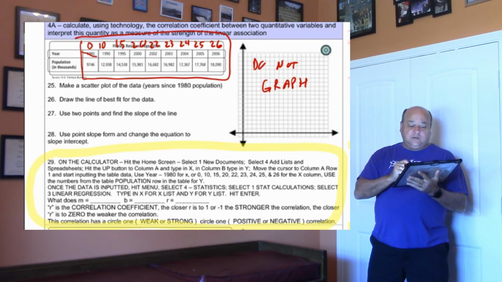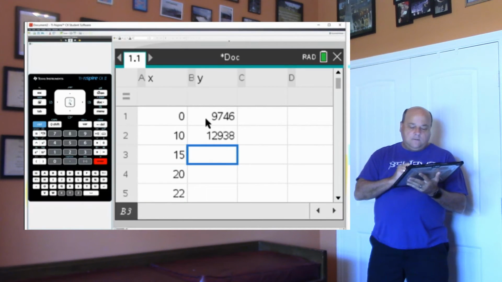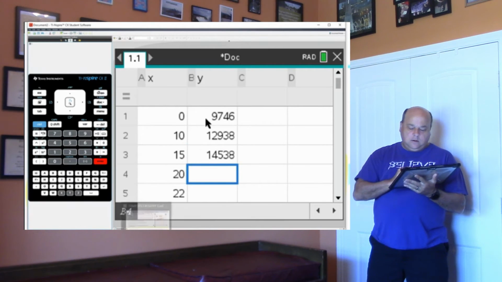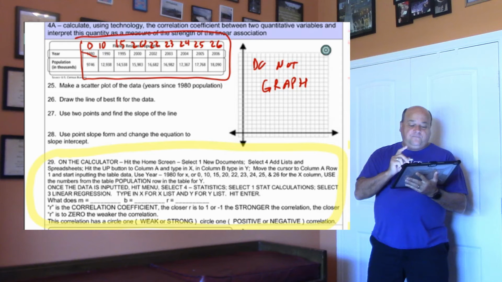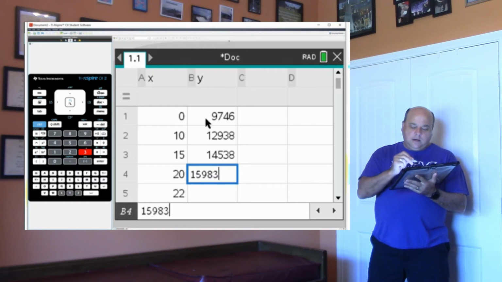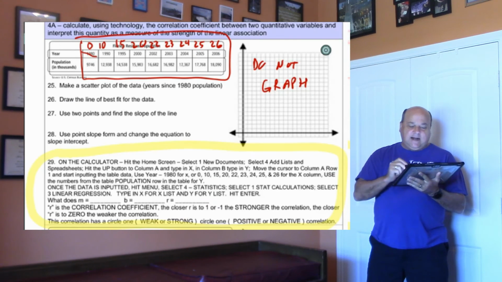I have to go back and forth. This is going to take me a while. 14, 5, 3, 8. Enter. Okay. 15, 9, 8, 3. Notice if you type one of these in wrong, your data is going to be wrong.